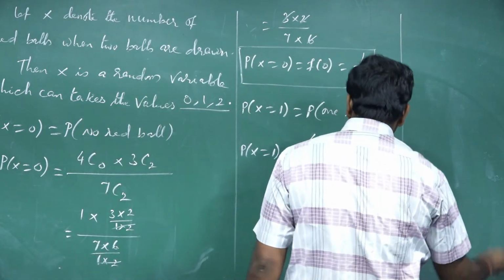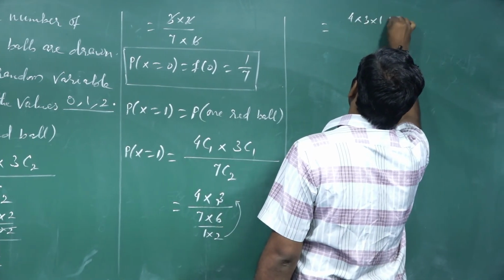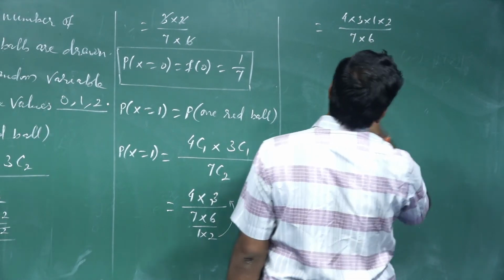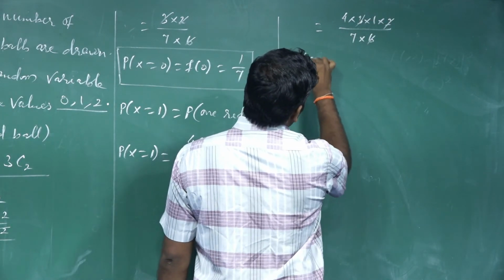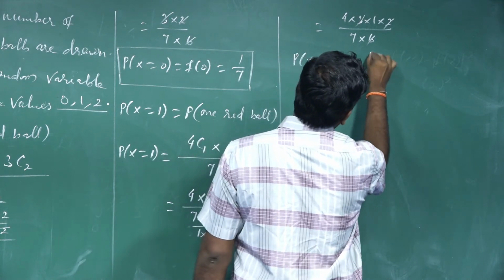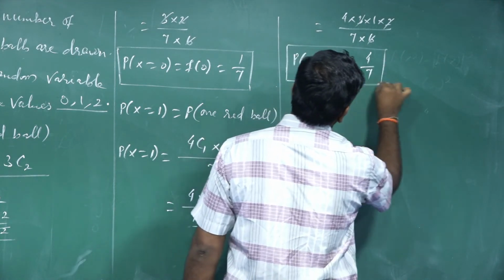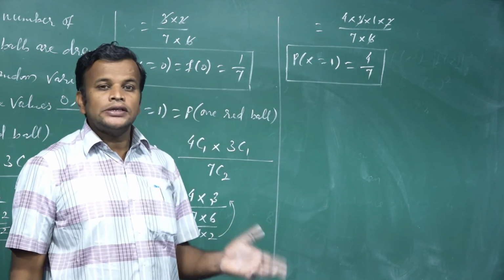So it becomes 4 into 3, 1 into 2 by 7 into 6. 3 into 2 cancels with 6, so P of x is equal to 1. The value is 4 by 7. So P of x is equal to 1, the value is also over. The value is 4 by 7.